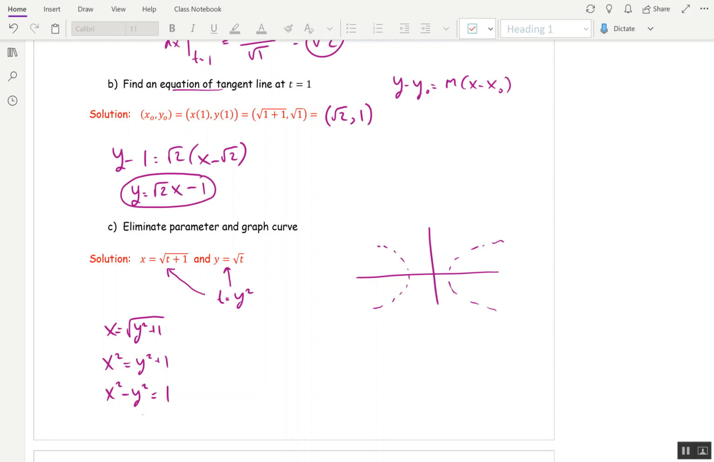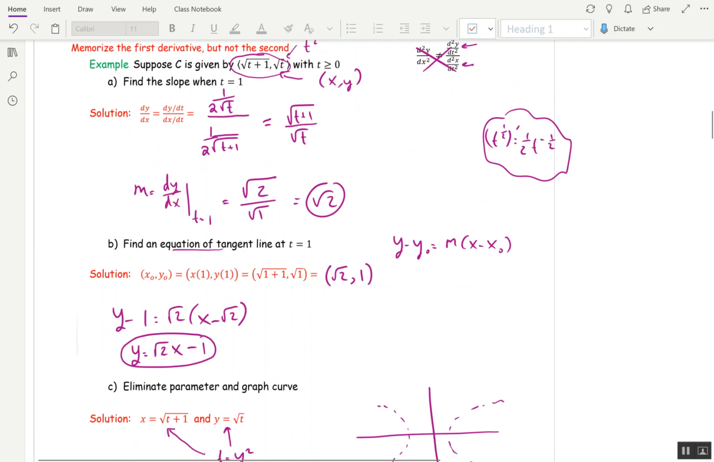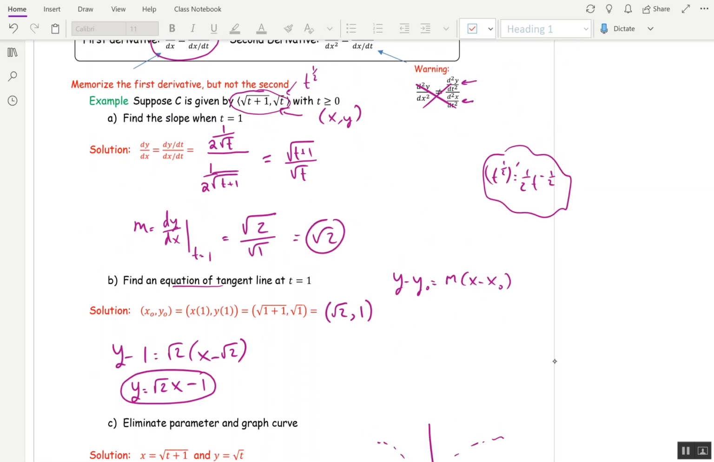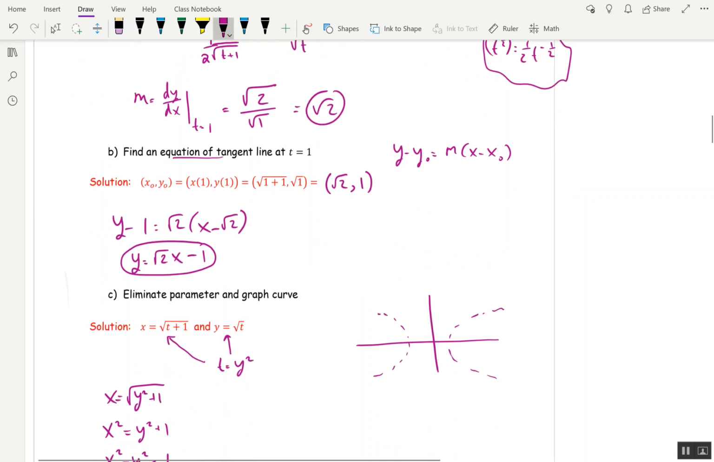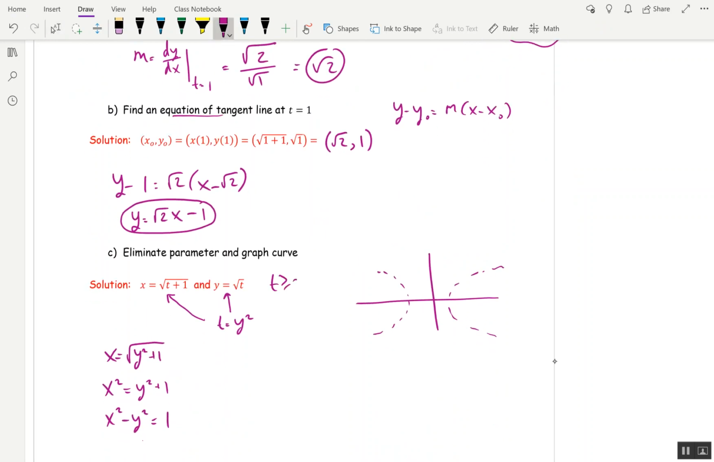Okay, but how much of that hyperbola are we actually getting? The original parametric curve was given for t positive, so t greater than or equal to 0. When t is 0, let's see where we are. x, y would be the square root of 1 is 1, and then the square root of 0 is 0. So I'm right there when t is 0. And now the question is, as t increases, am I going up this way or down the other way? I think I'm going up, but let's just check. Pick any number bigger than 0, like 1.